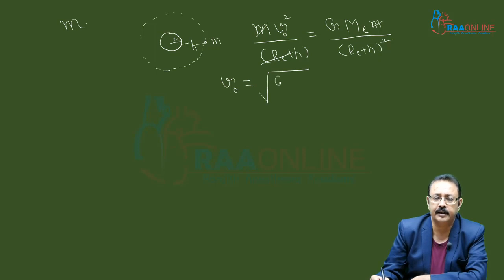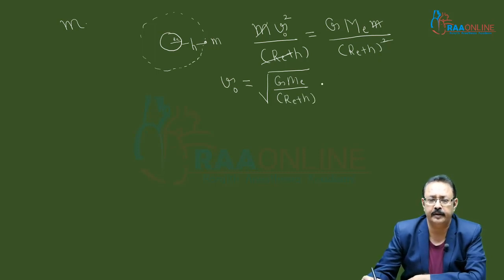So what is it coming? v0 equals root of GM upon RE plus h. But what is the value of GM? It is g RE square. So we are getting this.